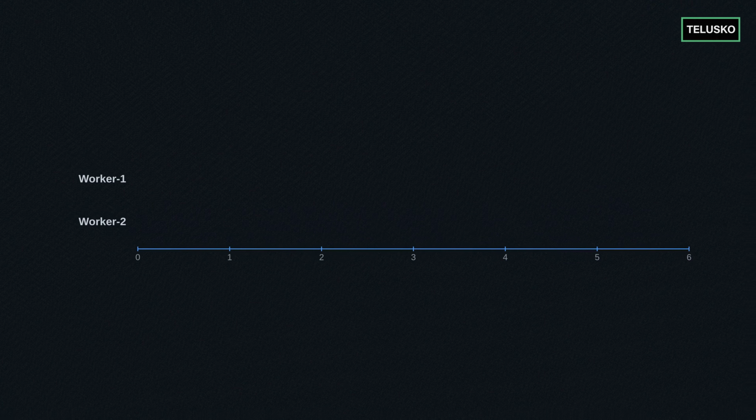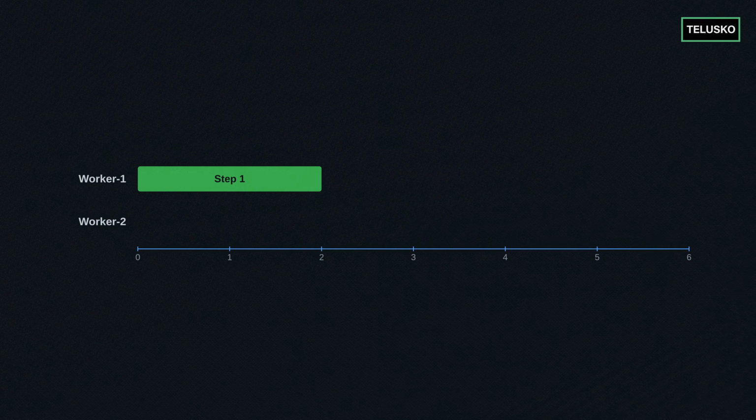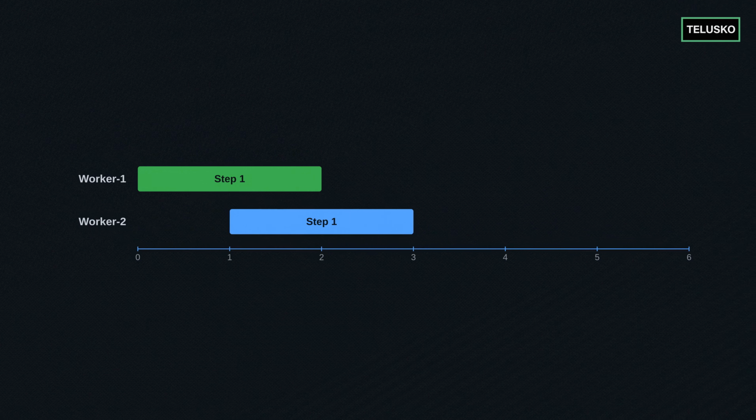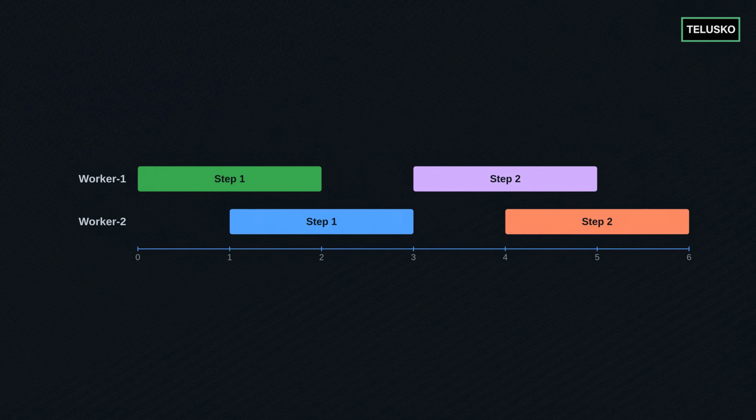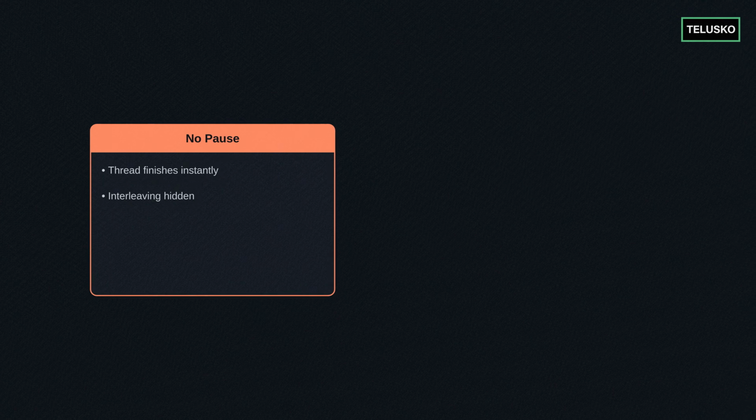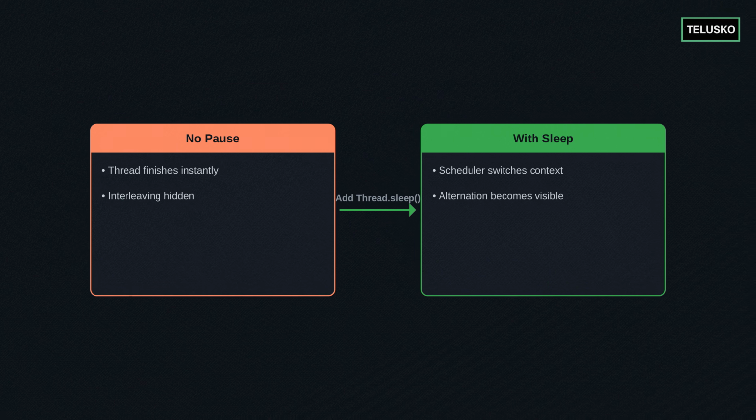Now that we know how to start a single thread, let us launch two of them and watch what happens when they run together. First, worker 1 grabs the CPU, then worker 2 jumps in, and they keep trading turns as their steps weave back and forth. If the loop finishes instantly, one thread might complete before the other even starts, hiding the pattern. Adding a short pause after each print forces the scheduler to switch threads, making the alternation visible on screen.